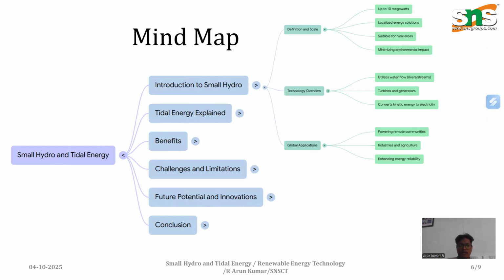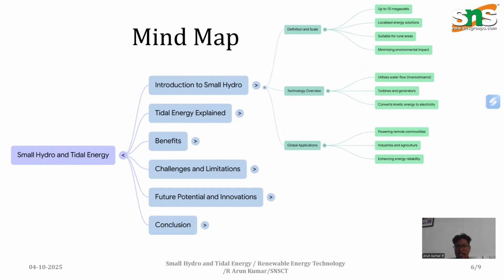Okay. So for the summarization, these are the main points that we are discussing now: small hydro and tidal energy. What are the classifications we have to introduce in small hydro and tidal? What is tidal energy? We have to explain that, and the benefits, and the challenges and limitations, future potential innovation and conclusions.